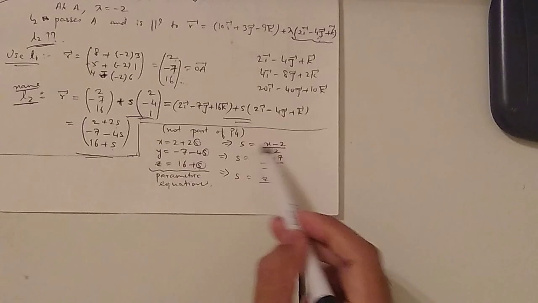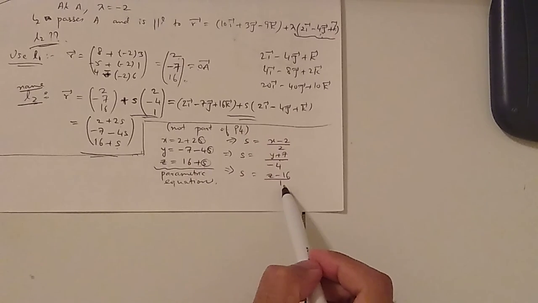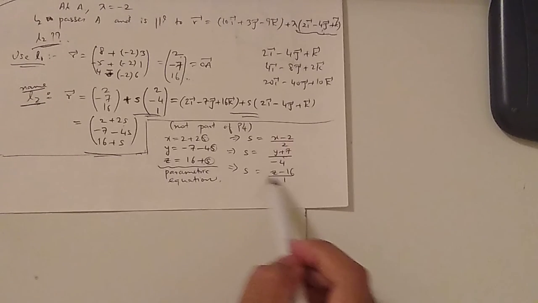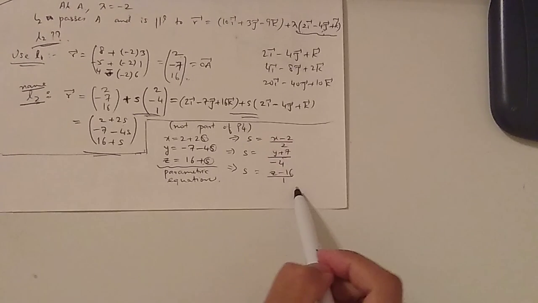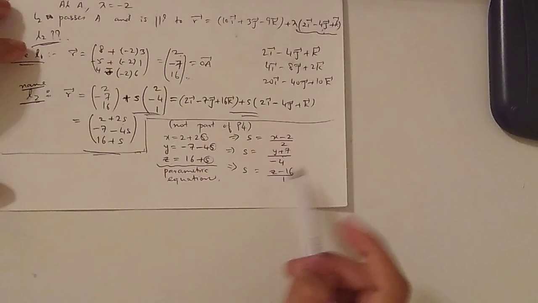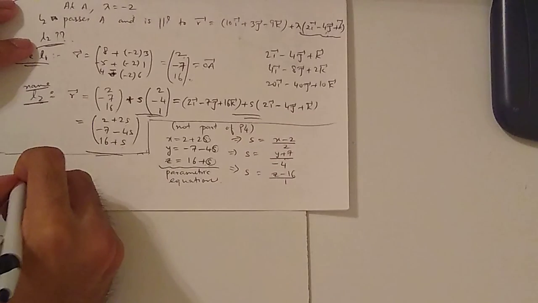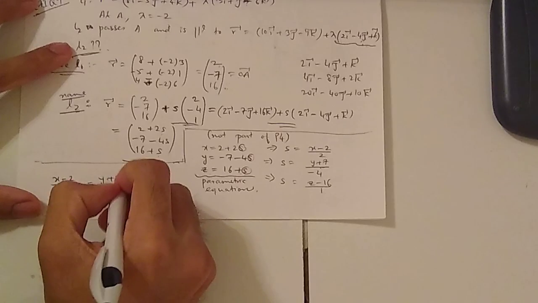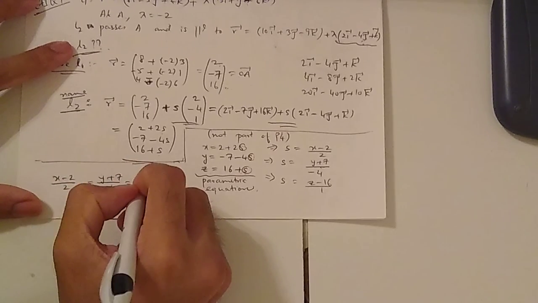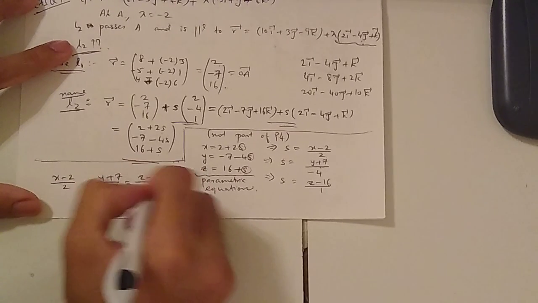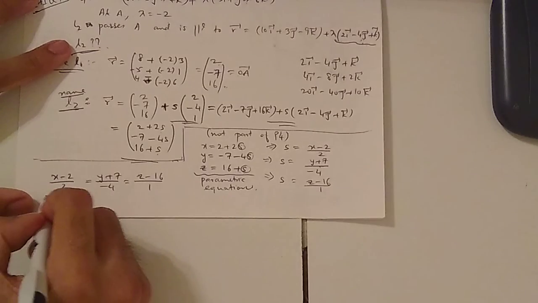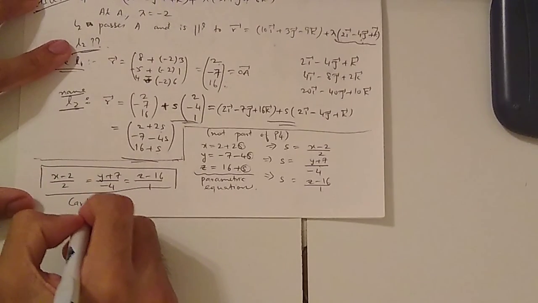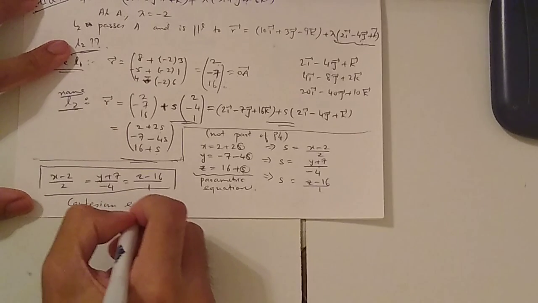So we have s equals this, s equals this, s equals this. Notice that all of them start with s, which means they are all equal to each other. And thus I can write the entire thing as (x minus 2) by 2 is equal to (y plus 7) by minus 4, which is equal to (z minus 16) divided by 1. And that is the Cartesian equation of the line.